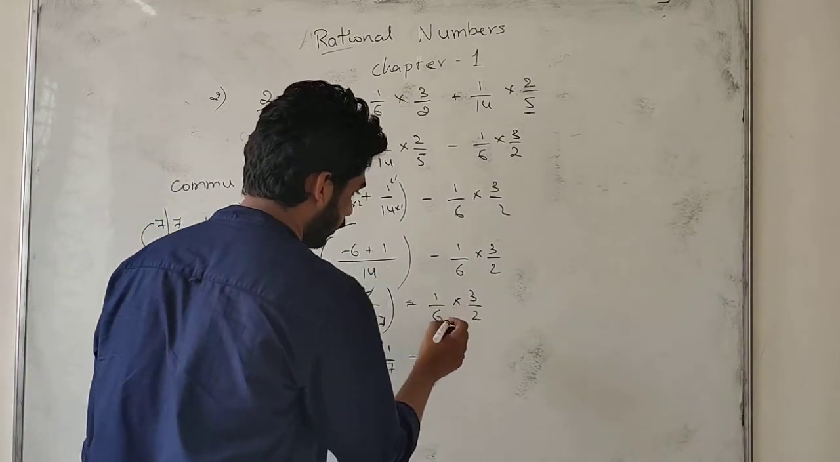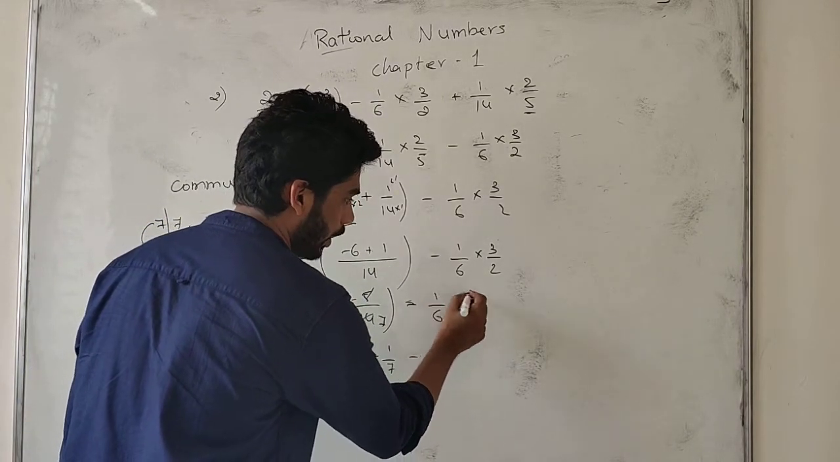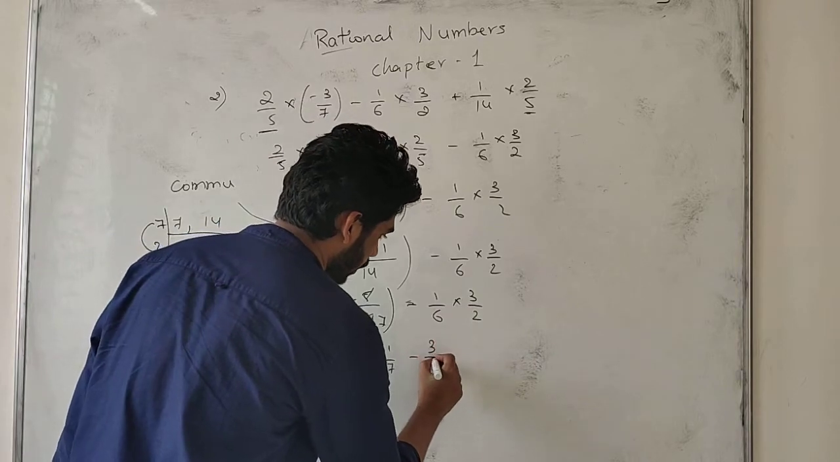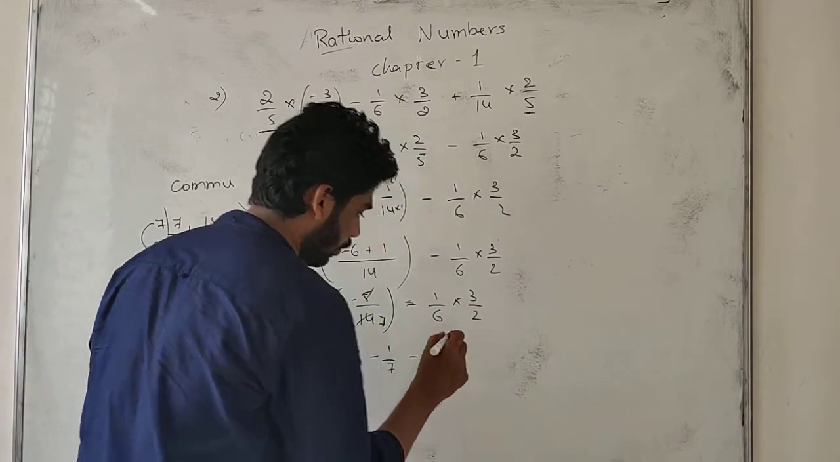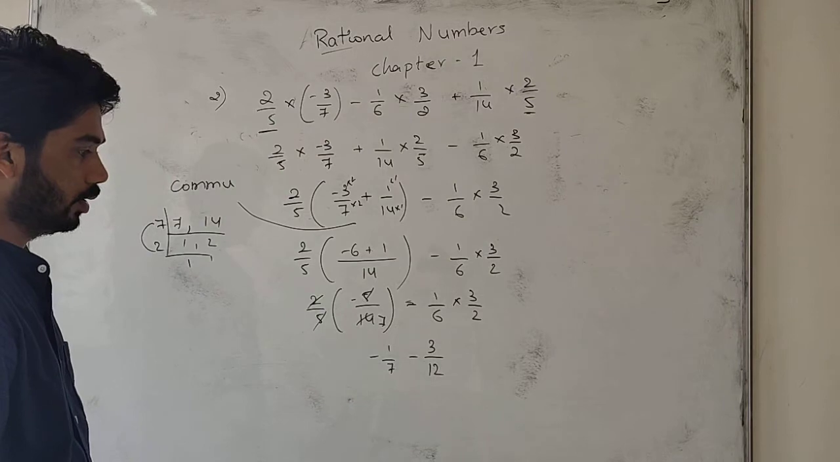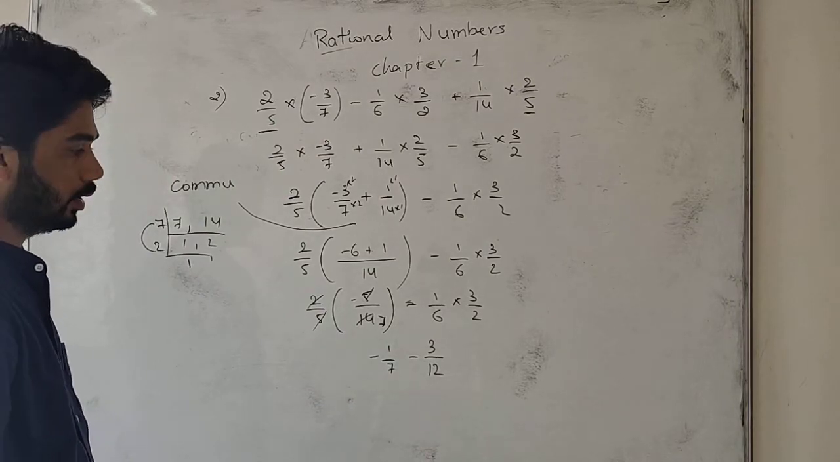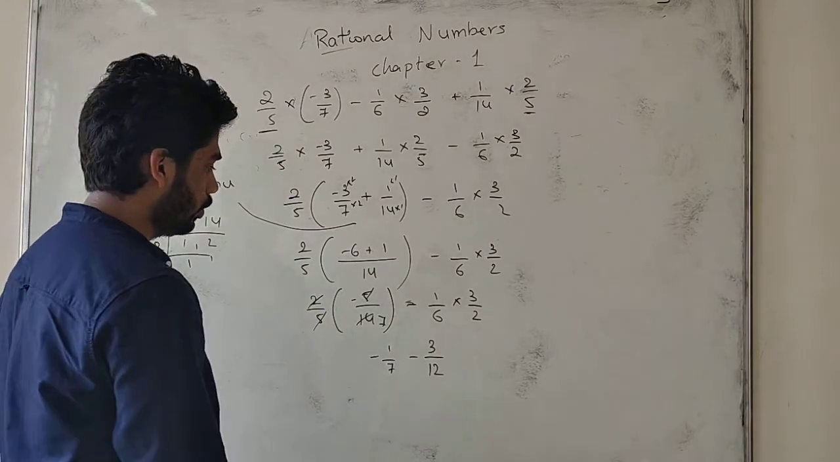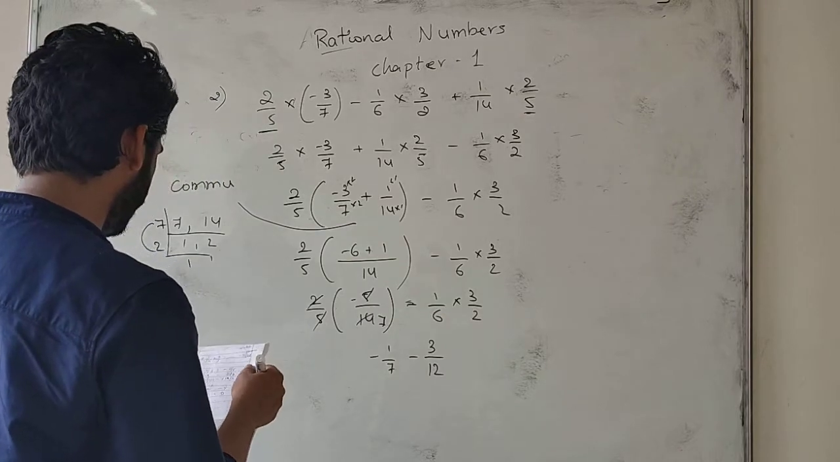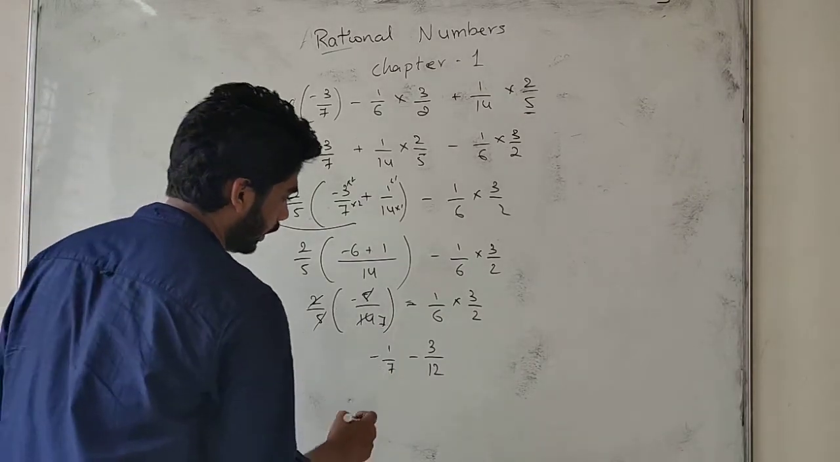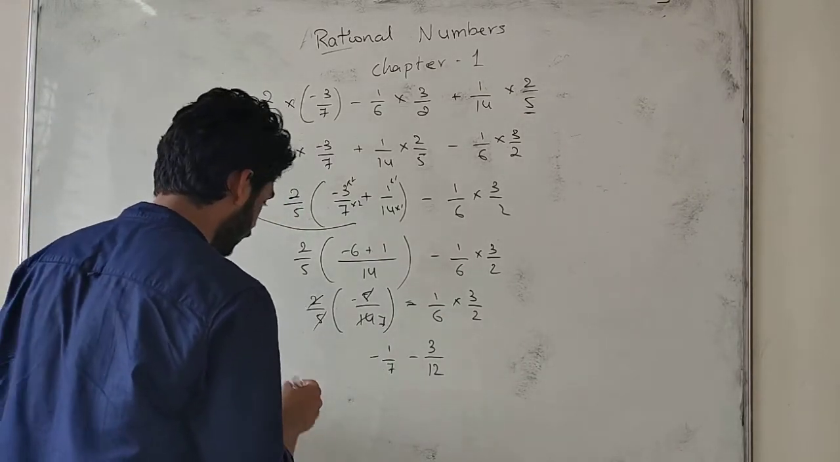So next one, what will we use? Minus 1 by 7. So if we multiply, 3 ones are 3, 6 twos are 12. We'll get this as 12. So next, further, we can take the LCM.